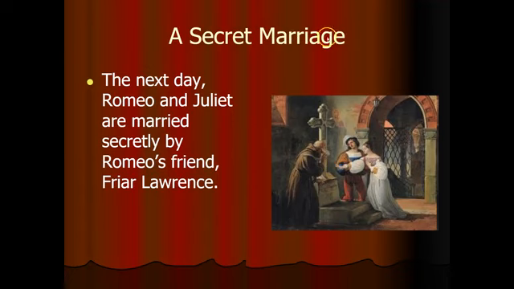A secret marriage. So this is a new section, remember, let's pay attention to the sections. The next day, Romeo and Juliet are married secretly by Romeo's friend, Friar Lawrence. So this is a day after they met. And in the 1500s, a friar would be similar to a priest in the Catholic Church, so he's able to perform marriage rites. And in the little picture, you can see they're hiding, they're in secret. They're getting married, okay?